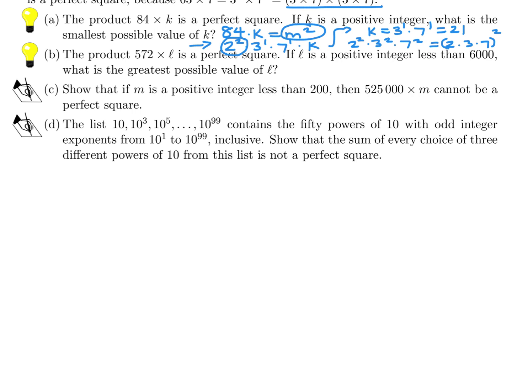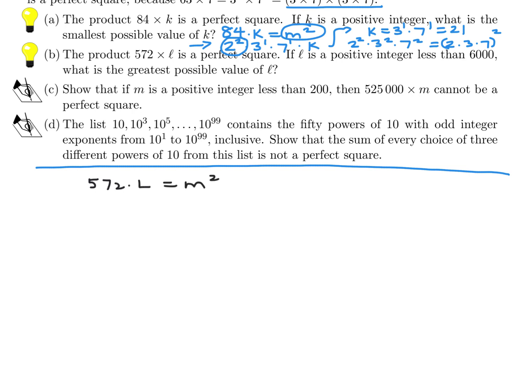The product 572 times L is a perfect square if L is a positive integer less than 6,000. What is the greatest possible value of L? Okay, so similar but not the same type of question. So let's deal with this now. So 572 times L, and they're saying that's a perfect square.